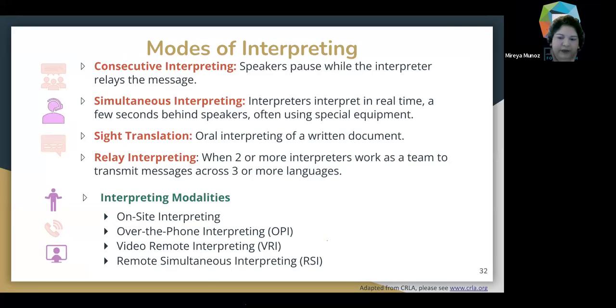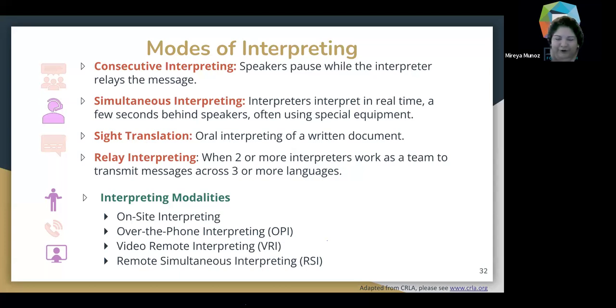And again, interpreting is delivered in various modes. But the most common mode of interpreting in healthcare settings is consecutive, also known as relay interpreting, where the speaker pauses while the interpreter relays the message. It's the least confusing because only one person speaks at a time.